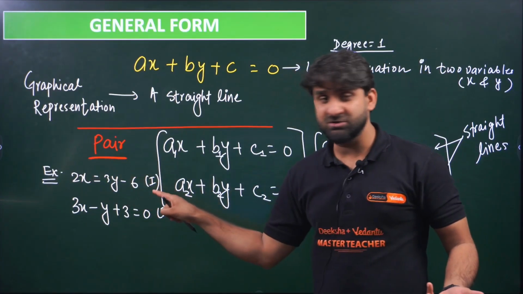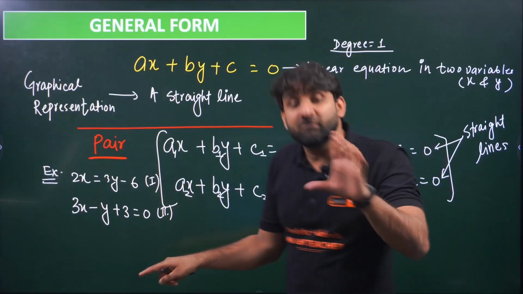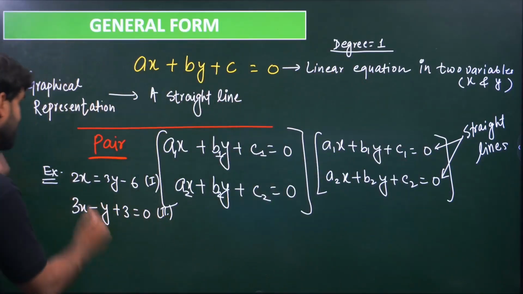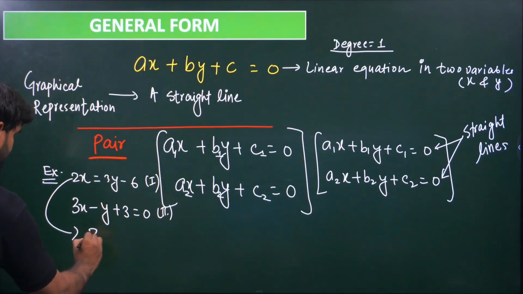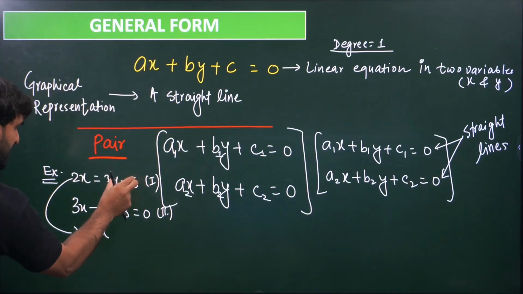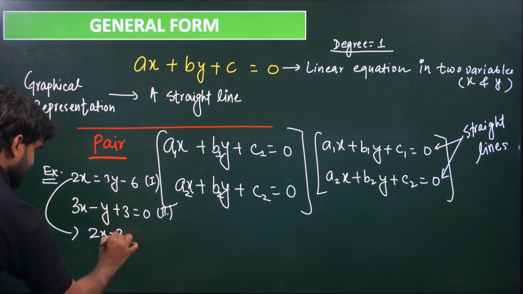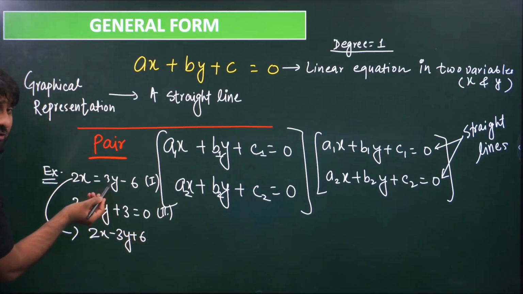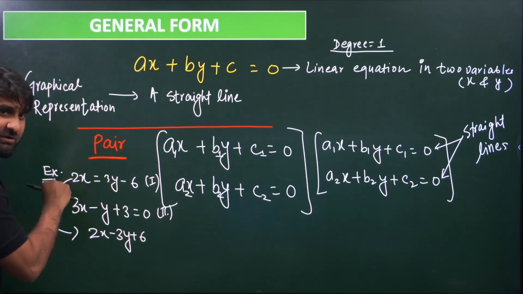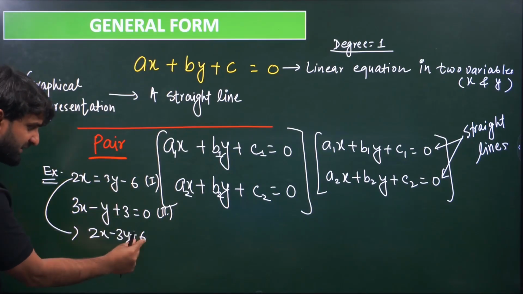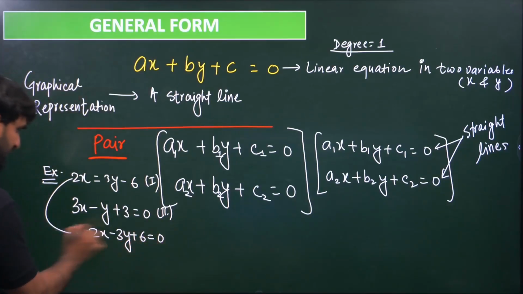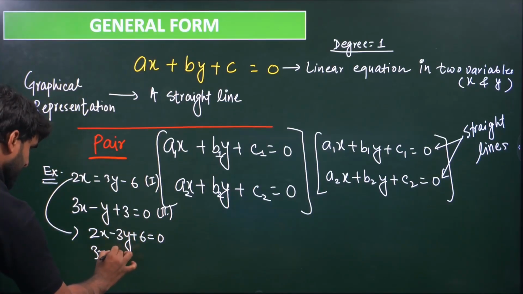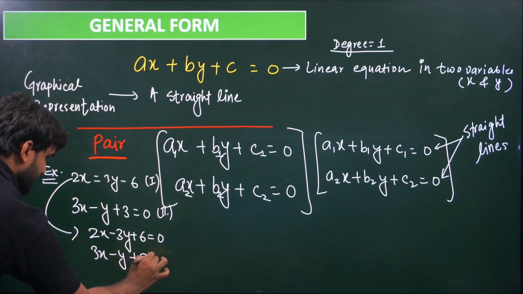But if it is not given in general form, what do you have to do? Convert it into general form first. Right, so let's convert it into general form. So 2x, and bring these things to this side: minus 3y and minus 6 will become plus. 3y was positive, so when 3y comes to this side it will become negative, and the negative sign will become positive, is equal to 0, and we have 3x minus y plus 3 is equal to 0.